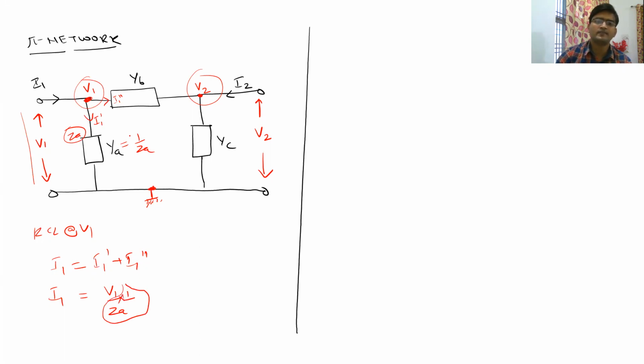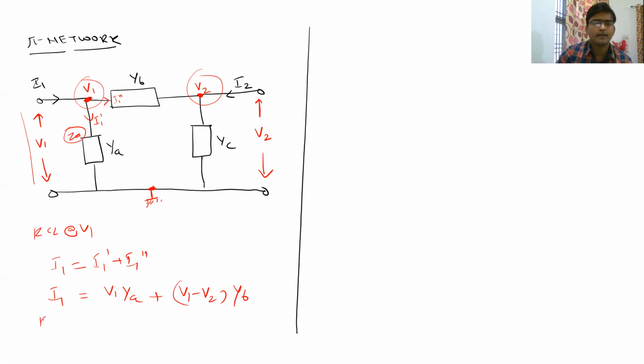So 1 upon ZA is basically equal to YA. So we can directly multiply this value YA here, which will be representing this I1 dash current, right? So just for making you clear, what will be the I1 double dash? It will be basically V1, this voltage minus this voltage. Remember the KCL equation, V1 minus V2 into YB. So YB is basically 1 upon ZB.